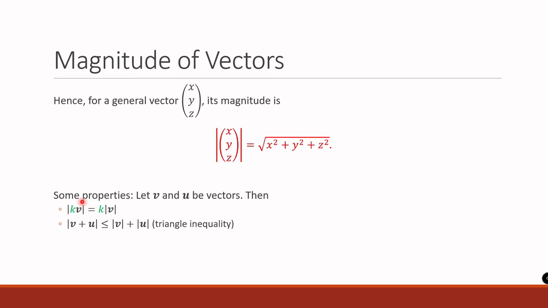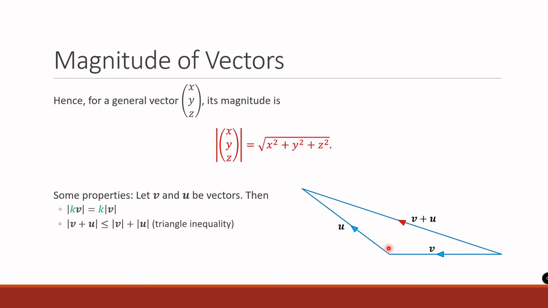The second property is what we call the triangle inequality. I'll give you a simple diagram like this. Suppose v plus u, according to this diagram, is like the hypotenuse of this triangle over here. And then, of course, v and u look like this. What this inequality is saying is that the length of the hypotenuse will always be less than or equal to the sum of the lengths of the individual vectors here and here.